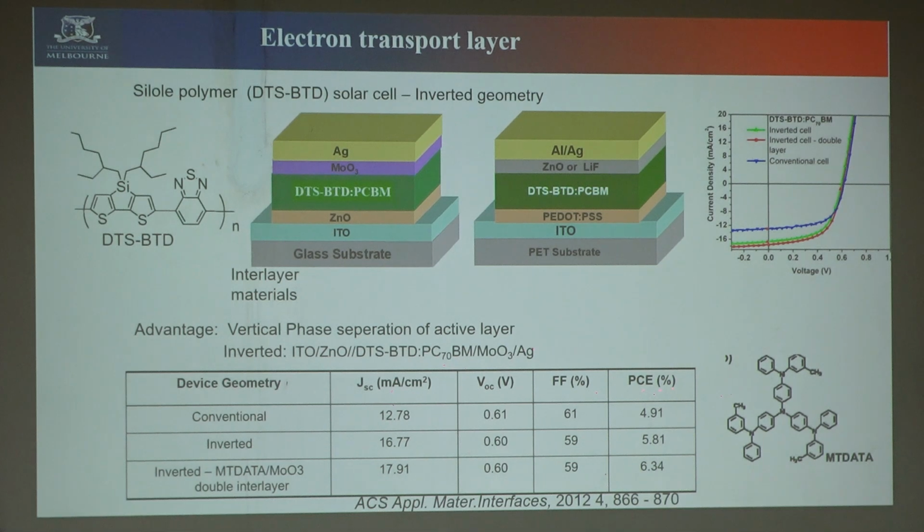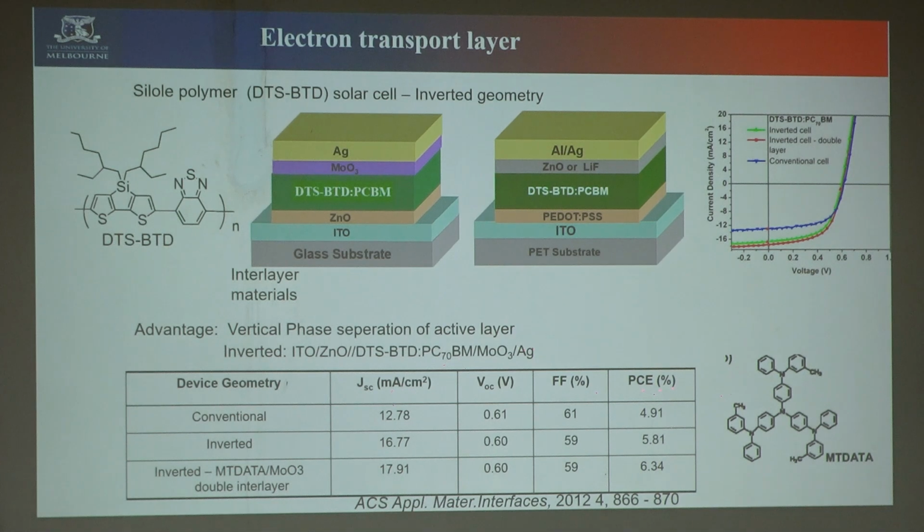TFE hole transport layer. Here we use molybdenum oxide, and below it we have another double layer, like an interlayer, that can act as an electron blocking layer. Because of this double layer we get a JSC improvement from 6.77 to 7.91 and the efficiency improves from 5.8 to 6.34. So this is another electron blocking layer, because of the energy levels.